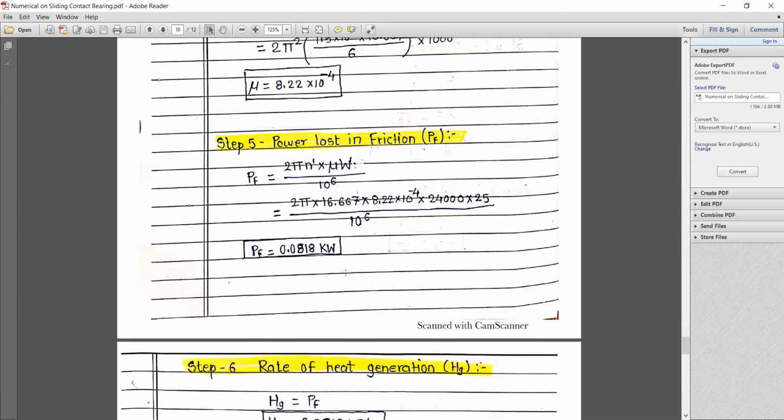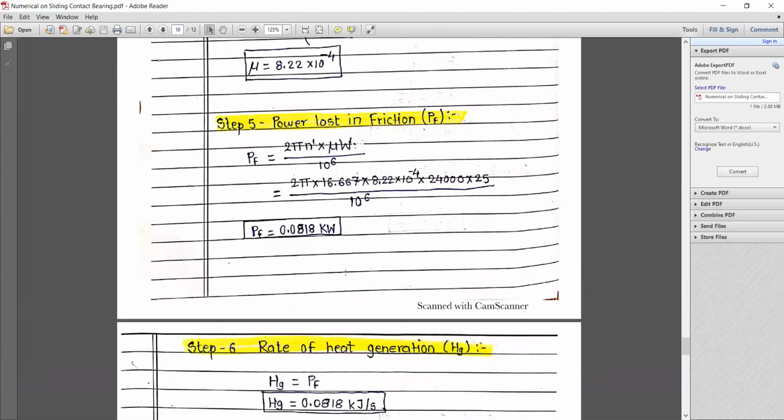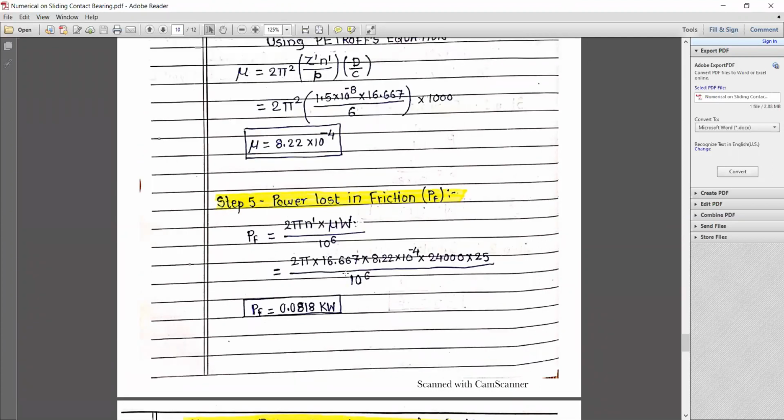Now next we need to calculate the power loss in friction, because this value is required to calculate the amount of heat dissipated and generated. If heat is dissipated very little, then we have to use an external artificial cooling requirement. If not, then it doesn't require it. So for confirming the requirement of artificial cooling, we need the heat generated and heat dissipated.